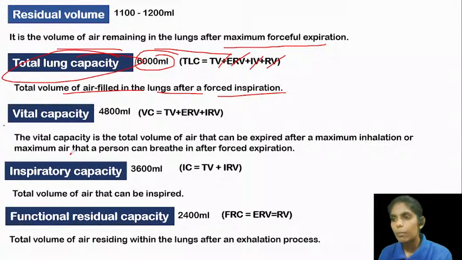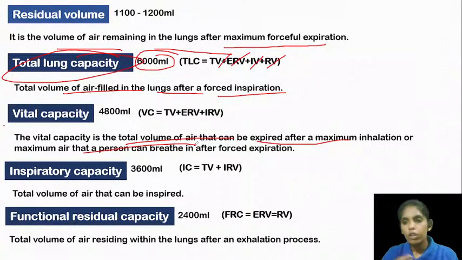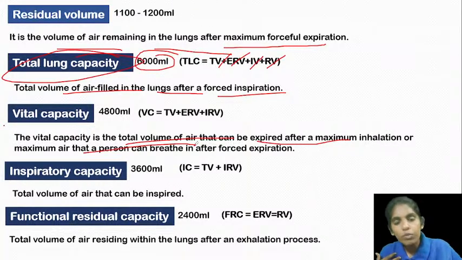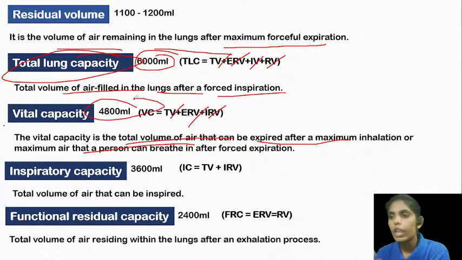And now coming to the vital capacity. It is the total volume of air that can be expired after a maximum inhalation, or the maximum air that can be breathed after a forced expiration. So if we inhale forcefully, what is the volume that we expire after a forceful inspiration, and what is the volume that we can inspire after a forceful expiration. That is the vital capacity, and it is the total of tidal volume, expiratory reserve volume, and inspiratory reserve volume, and it is about 4800 ml.